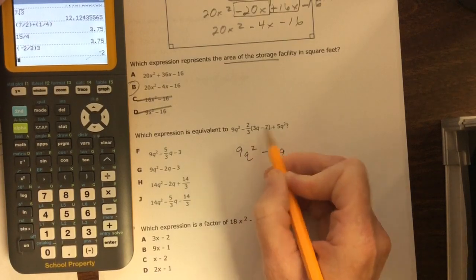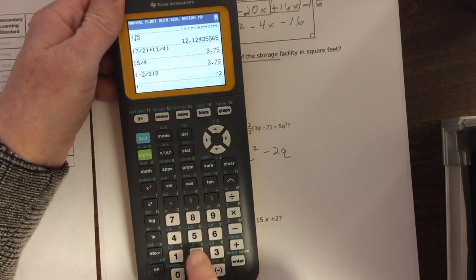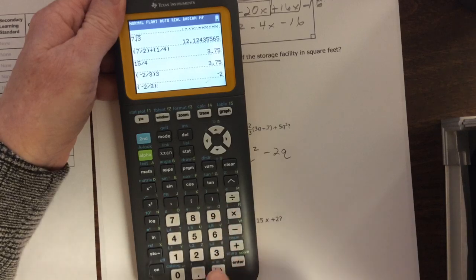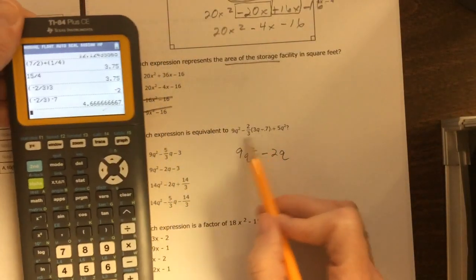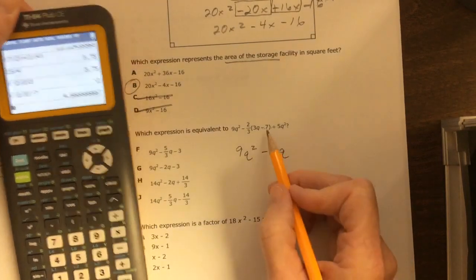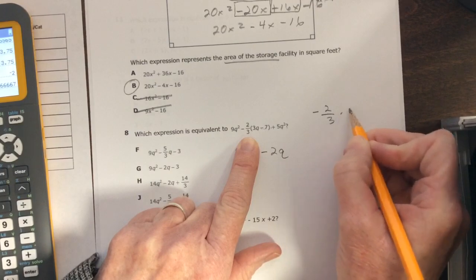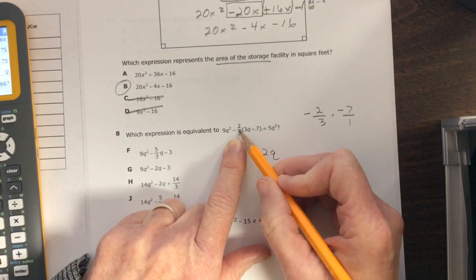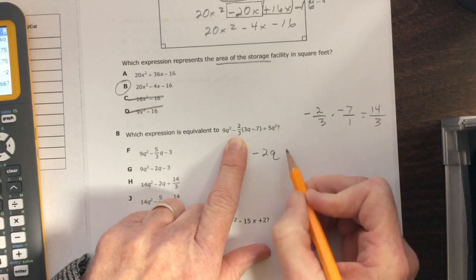And then I have a negative 2/3 times a negative 7. So I'm going to do it again. Negative 2/3 times a negative 7. That's going to give me a positive 4.66. That's messy. Oh, because, yeah, okay. So I'm just going to leave it as a fraction times a negative 7 over 1. So we have a negative times a negative. That's going to give me a positive 14 over 3. So I'm just going to leave it like that.